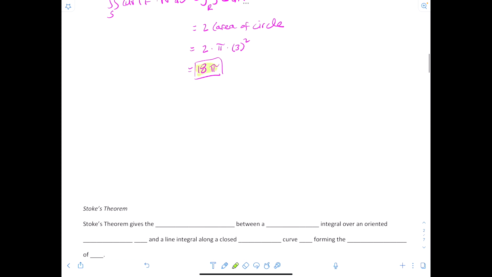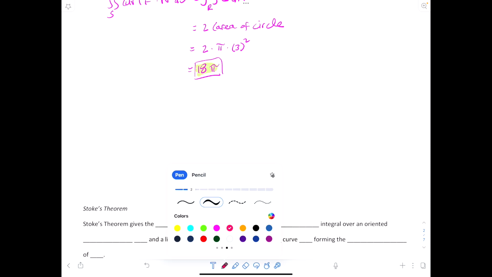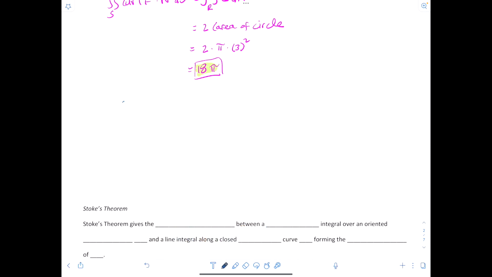All right, so what does that mean? That means that it turns out the line integral about the boundary of f dot dr is equivalent to the surface integral of the curl of f dot n with respect to the surface. Cool? All right, so guess what? We just did Stokes' theorem. We just verified Stokes' theorem.